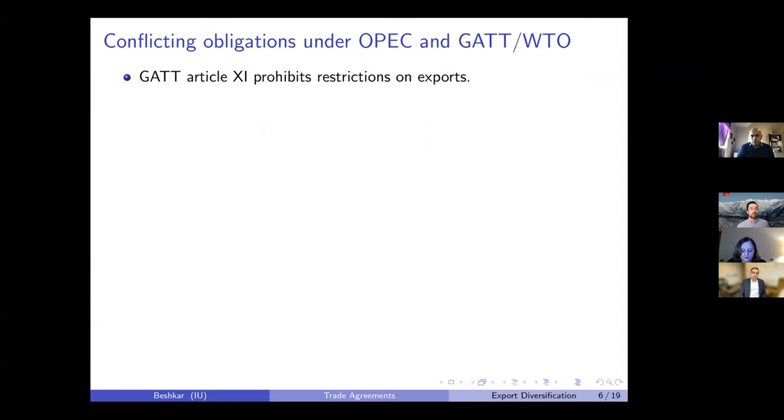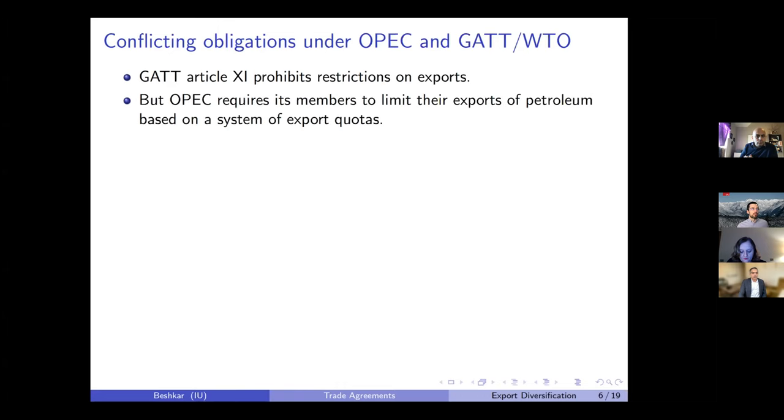On the other hand, as I mentioned earlier, the obligations that countries have under OPEC and GATT and the WTO seem to be in conflict. That is, GATT Article 11 prohibits export restrictions, but OPEC is basically an organization that requires its members to limit their export, and there are export quotas that these countries have to follow. And this was the basis of Lautenberg's report, that these two organizations have these conflicting obligations.